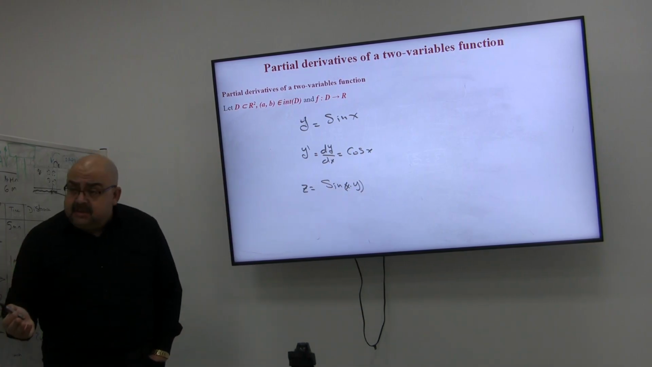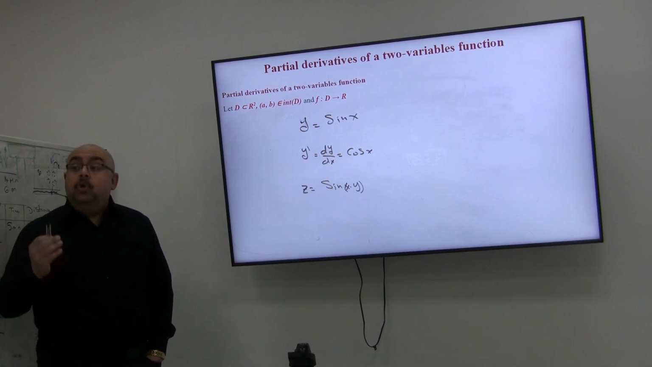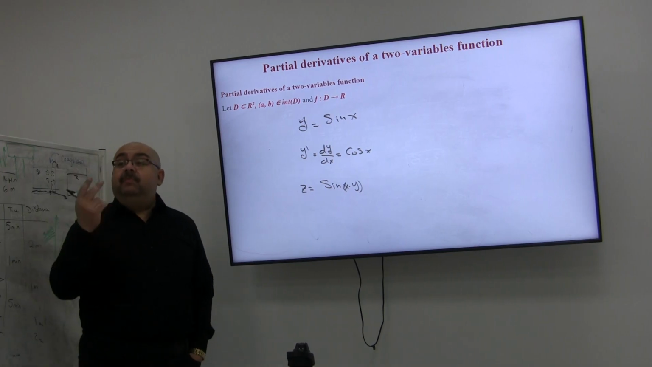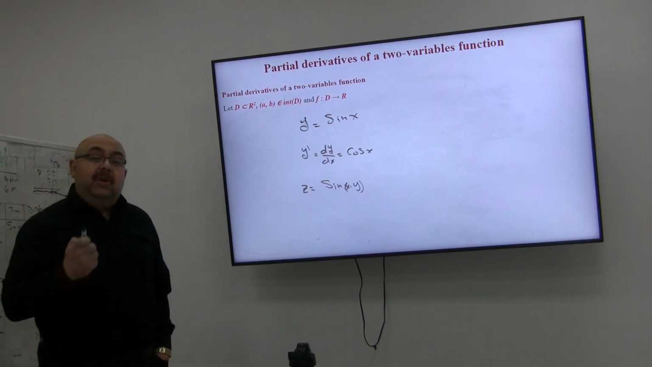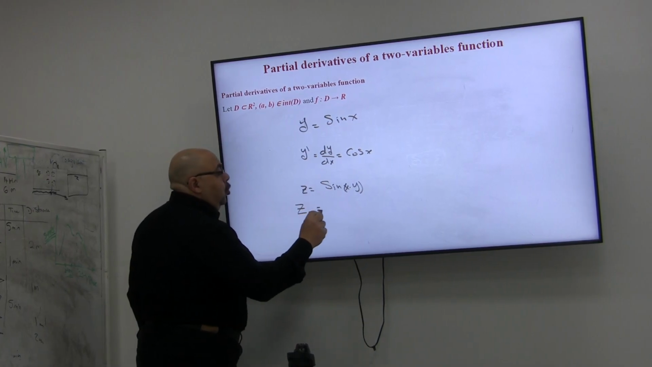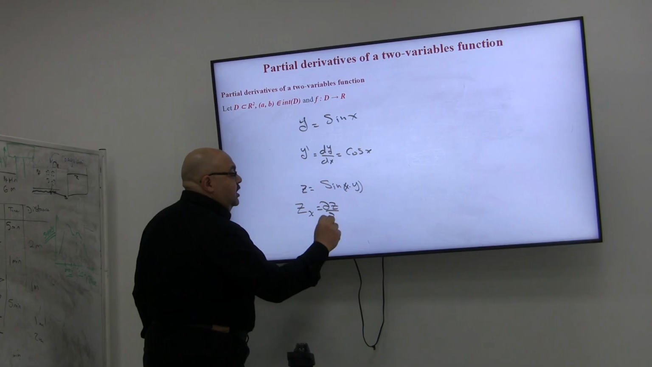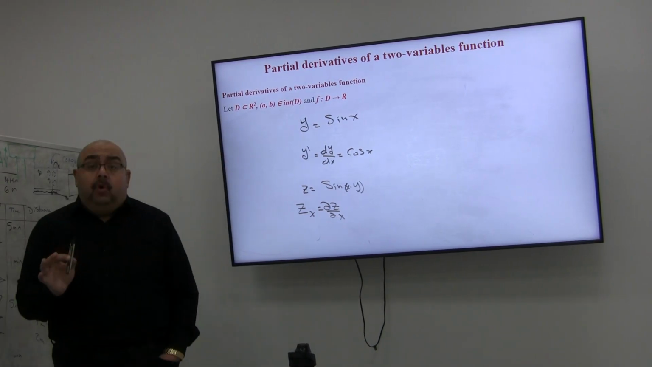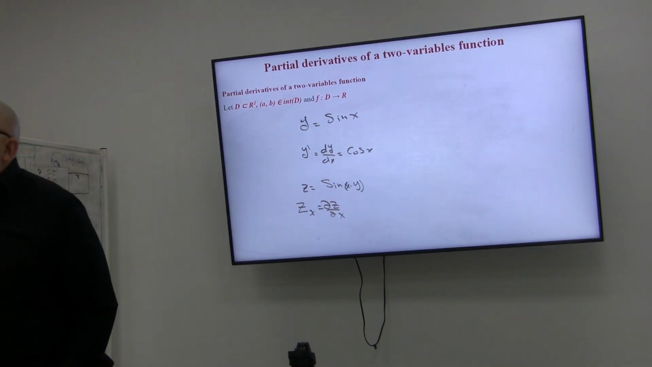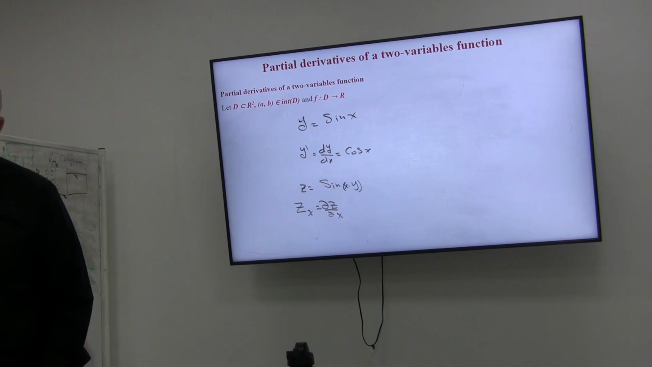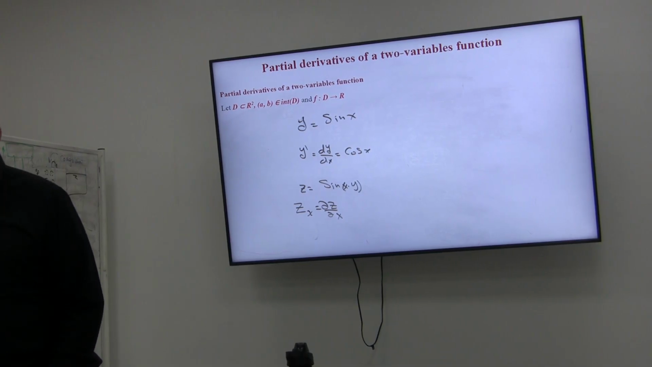The question is, are you going to differentiate with respect to x or with respect to y? Because I have more than one variable. So in this case, I will know that there is z sub x or partial z partial x. In this way, I will differentiate only, I will consider the variable x. And for y, I will treat it as a constant. Also, in a similar manner, I can differentiate with respect to y.